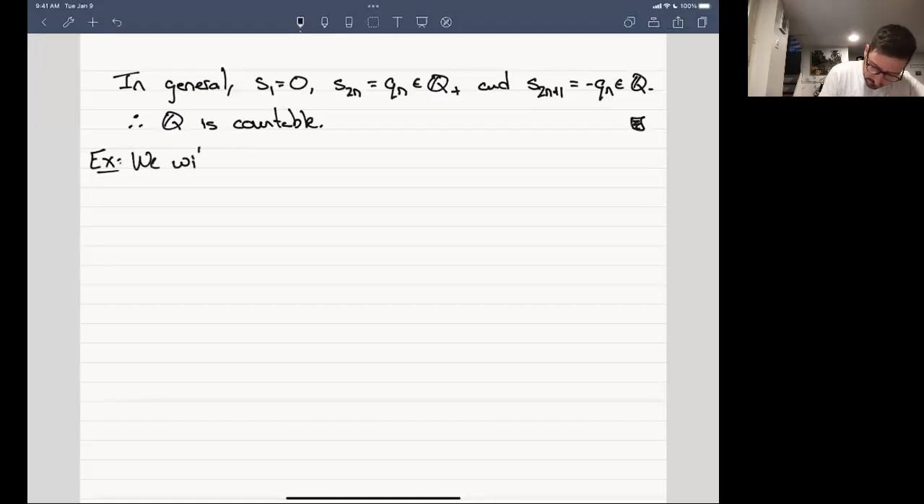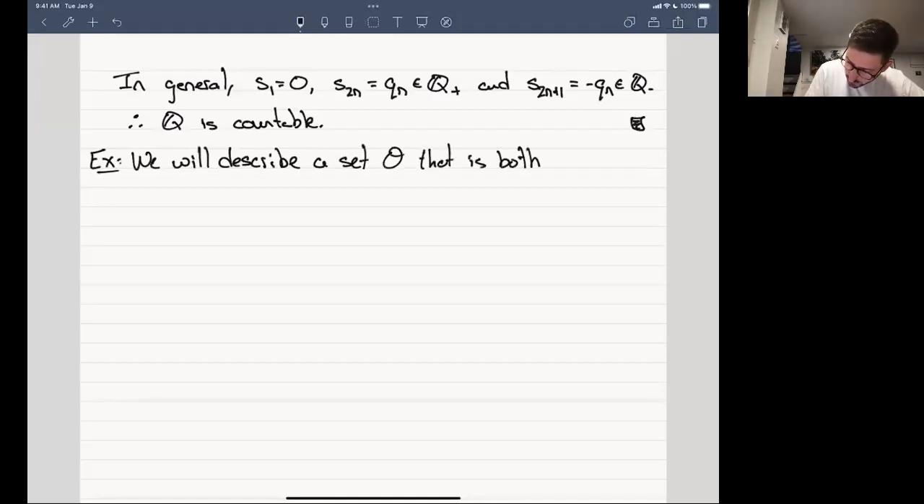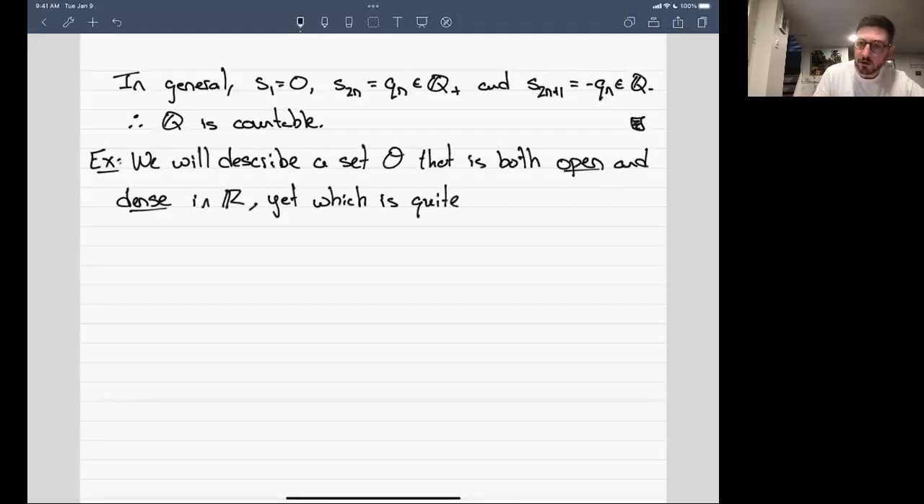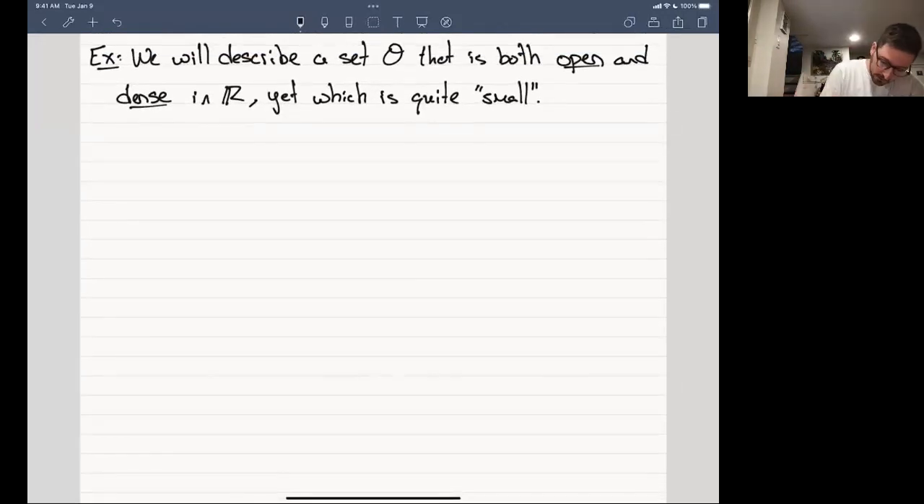So we will describe a set O, that is both open, so remember this from the previous lecture, and it's going to be dense in the real numbers, yet which is quite, now I'm going to sort of put this in quotation, small, and you'll see why I say it's quite small here in a second. Okay, so what we would like to do is find something that is open, it's dense, but yet it doesn't have a whole lot of width to it. Okay, so what is it that I mean by width? Well, here, let me show you.